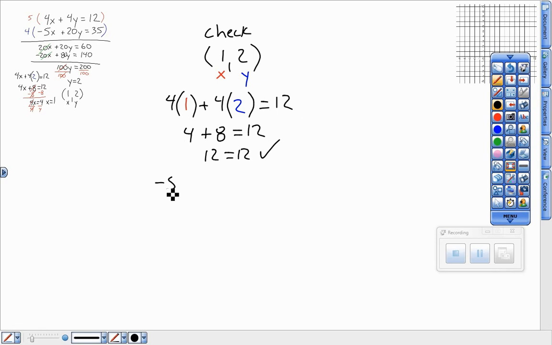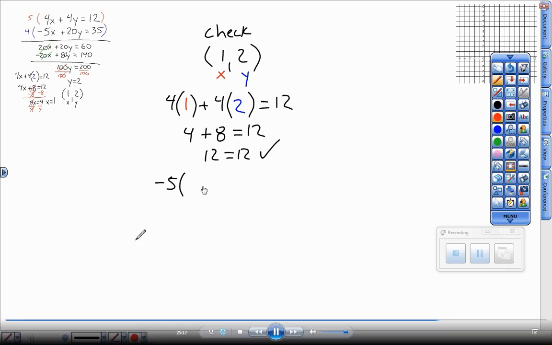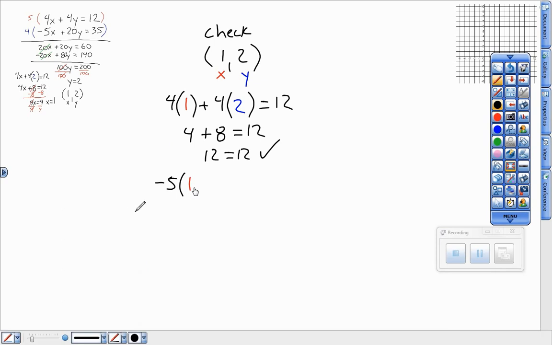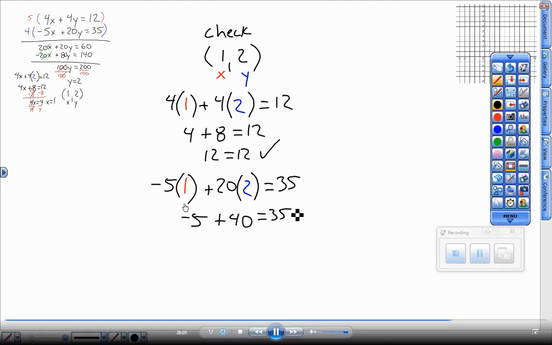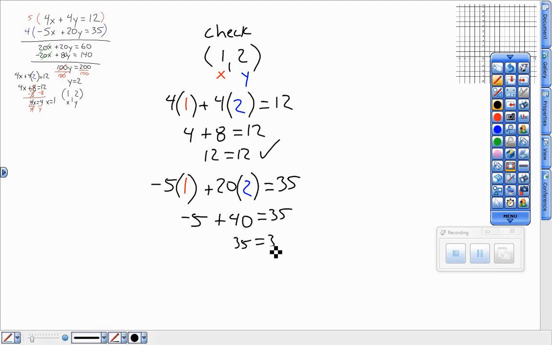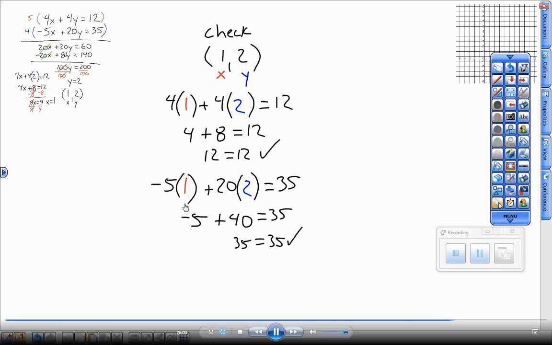For the bottom one, negative 5, plug in 1 right there for x, plus 20. And again, I'm going to change that to 20. Not sure why I put a 4 there. So negative 5 times 1 plus 20 times 2 equals 35. Gives me negative 5 plus 40 equals 35. That is true. 35 equals 35.